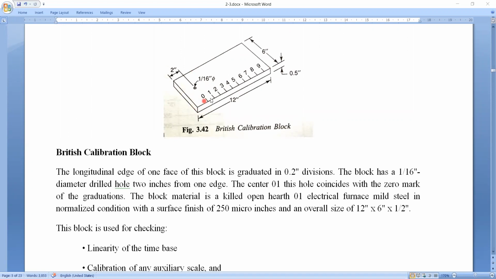Here we have divisions. Each division is 0.2 inches. How many divisions? Nine divisions are there. And here we have a small hole, with a diameter of 1/16 inch. The hole is at a distance of 2 inches from the left edge. The width of the block is 6 inches, the length of the block is 12 inches, and the thickness is 0.5 inches. This block is called the British calibration block. This is used for testing the performance of the ultrasonic testing equipment.